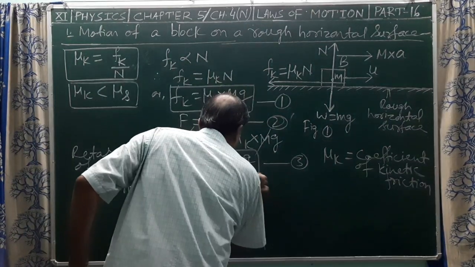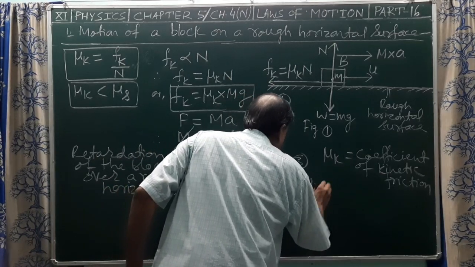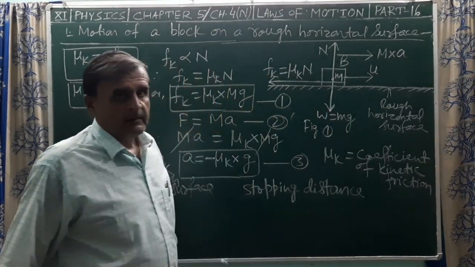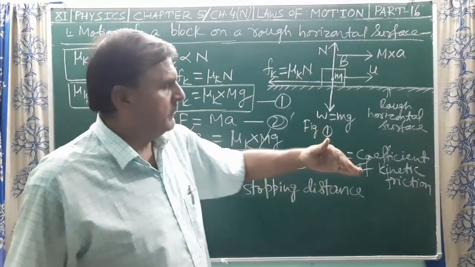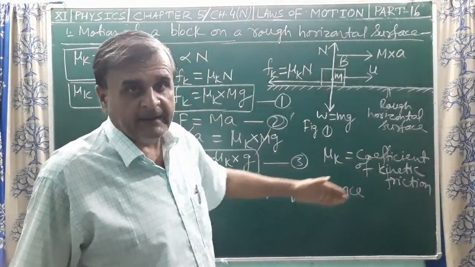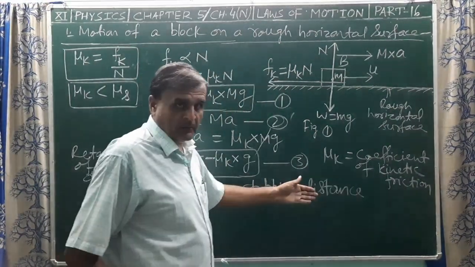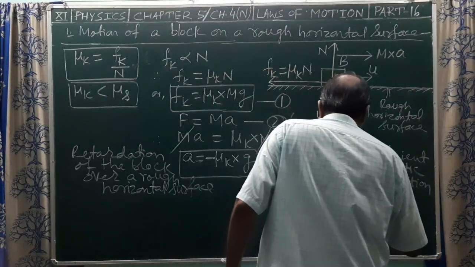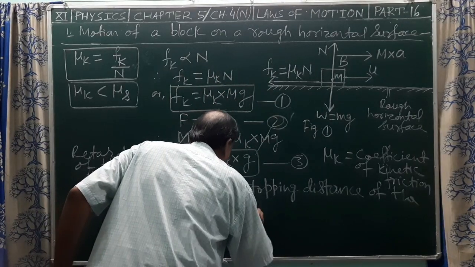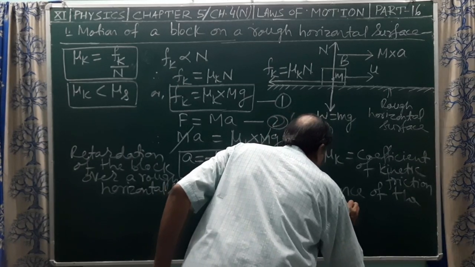Therefore, the stopping distance of the block, that is, the distance covered by the block before coming to rest. ब्लॉक के रेस्ट में आने के पहले, ब्लॉक के होरिजेंटल सरफेस पर रुक जाने के पहले जितना डिस्टेंस वो ब्लॉक कवर कर पाएगा, दैट डिस्टेंस इज कॉल्ड स्टॉपिंग डिस्टेंस. And this formula is very important to solve a problem based on this formula. तो स्टॉपिंग डिस्टेंस ऑफ द ब्लॉक is s equals v square minus u square upon 2a.